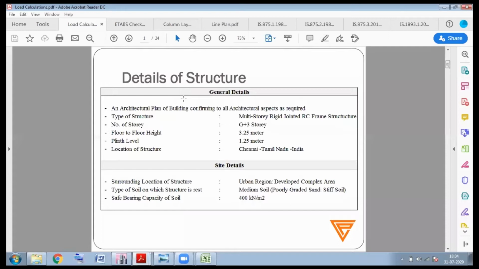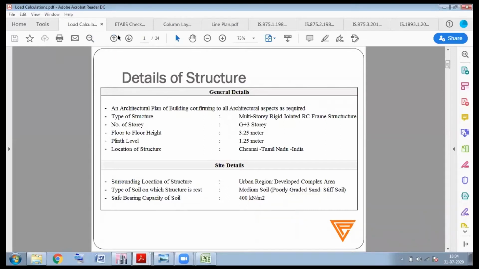And the location of the structure is very important to calculate the seismic load. The structure is located in Tamil Nadu, Chennai, and the site surrounding is an urban region, a developed complex area. The type of soil on which the structure rests is medium soil. This result has been given by the soil test report. Also important is the safe bearing capacity of the soil, that is 400 kilonewton per meter square for our structure as per the soil condition.